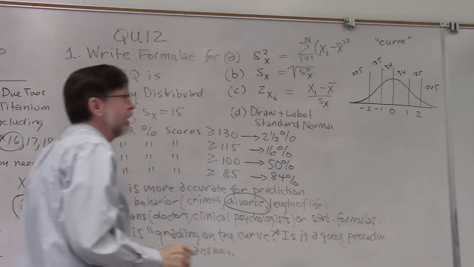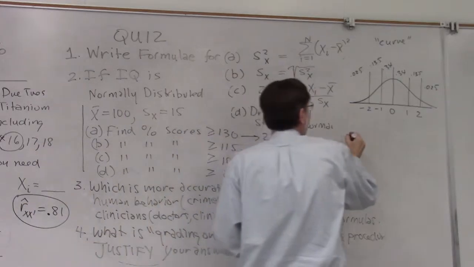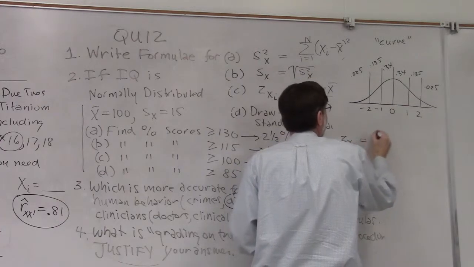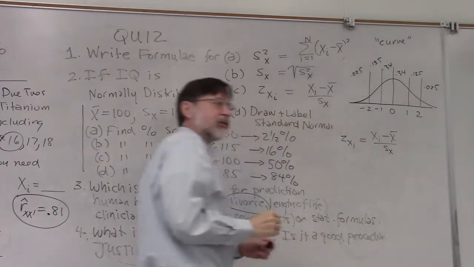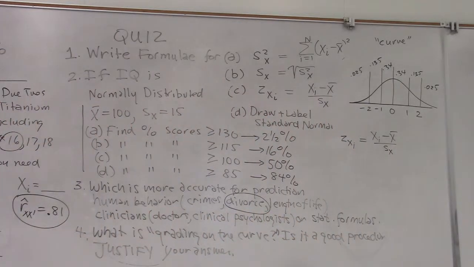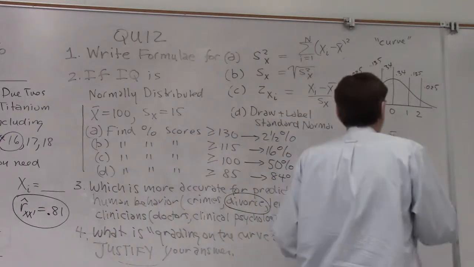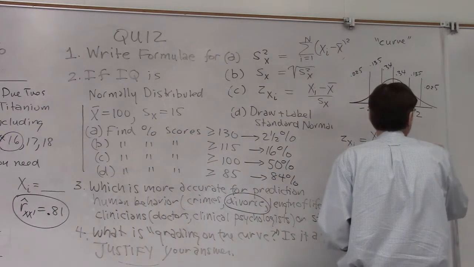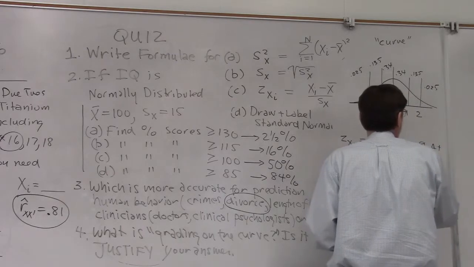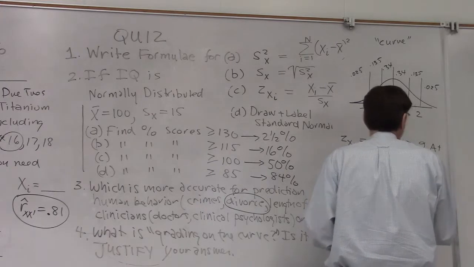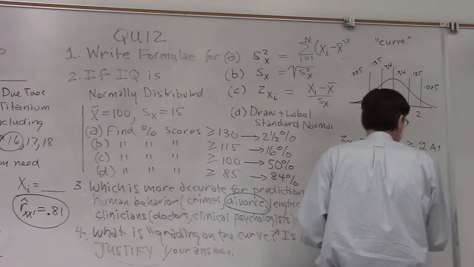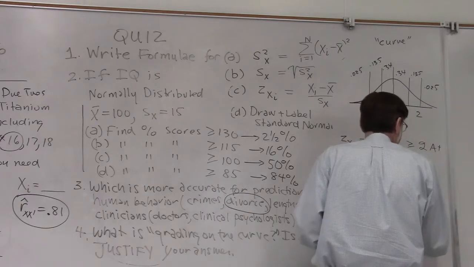grading on the curve, is you take each person's score and you calculate z sub x sub I equals x sub I minus x bar divided by s sub x. And so you're going to do this as part of your homework, is calculate your z score and figure out what grade you'd get based on grading on the curve. And grading on the curve might go this way. If this is greater than or equal to 2, you get an A+. And if it's greater than or equal to 1, you get an A. And if it's greater than or equal to 0, you get a B. And if it's greater than or equal to -1, you get a C. If it's greater than or equal to -2, you get a D, and otherwise it's an F.